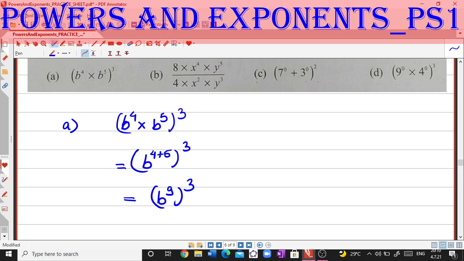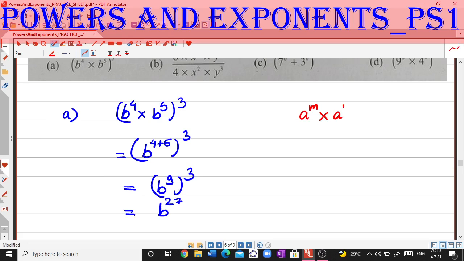Can you tell me which rules we have applied here? Yes, we have applied these rules. Remember, you have to mention each and every time whenever you are using the rules. Make it a habit of writing these rules here. It will help you to remember the rules.